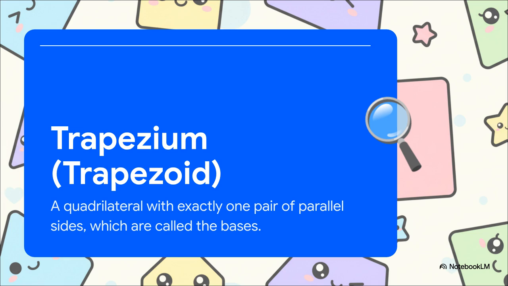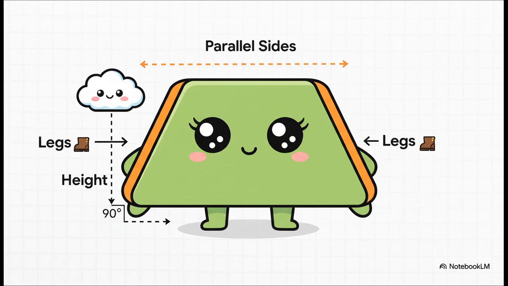Thank you very much. And just by having that 1 pair of parallel sides, the trapezium totally carves out its own unique identity. It's such a simple difference, but it changes everything about how it looks, and more importantly, how we measure it. It really sets it apart from all its more structured cousins.